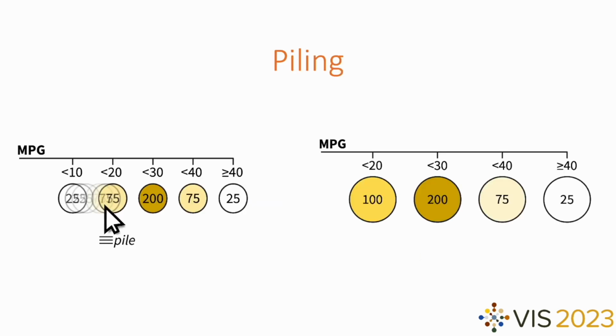Piling merges two or more selected supernodes into a single supernode, potentially enabling the user to name the resulting supernode. For example, the user could choose to pile the 0 to 10 and 10 to 20 gas mileage supernodes into a single supernode that they named Poor Fuel Economy.